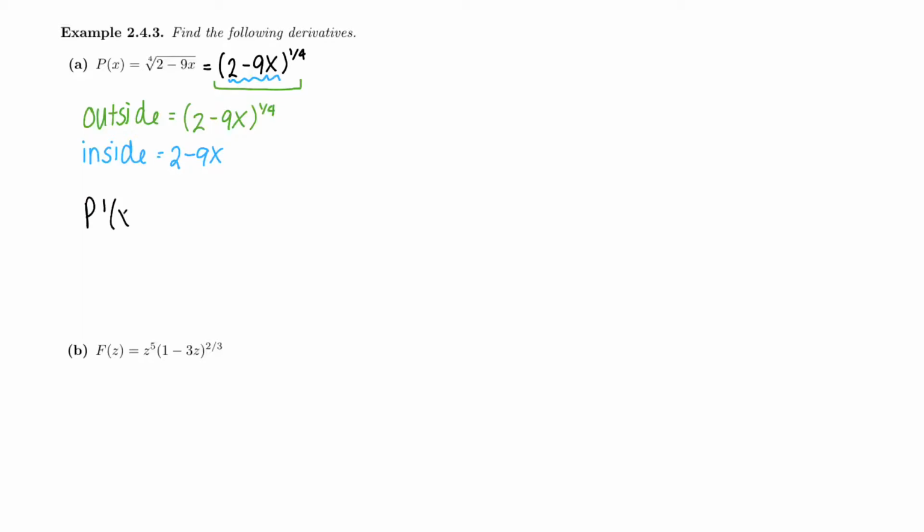So taking the derivative of p, for the derivative of the outside, you're using power rule. Bring the 1/4 down, leave the inside alone, and then subtract 1 from the exponent. So 1/4 minus 1 is negative 3/4. That is the derivative of the outside. This gets multiplied by the derivative of the inside, so the derivative of 2 minus 9x, which is just negative 9.